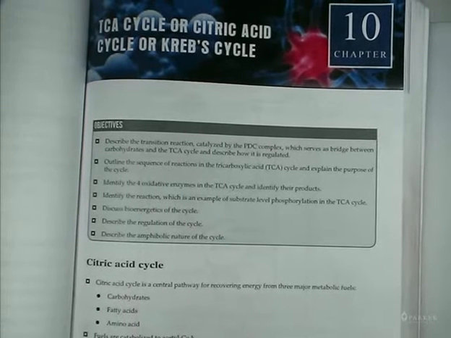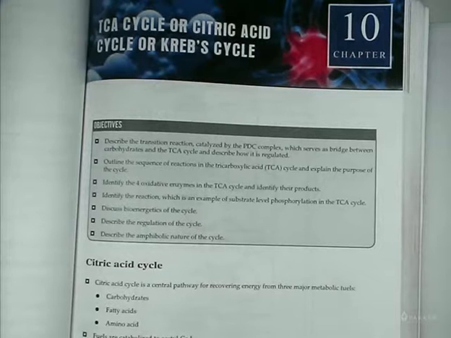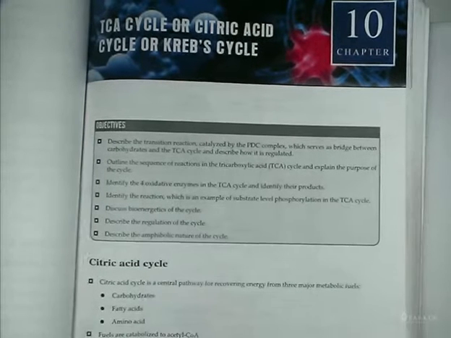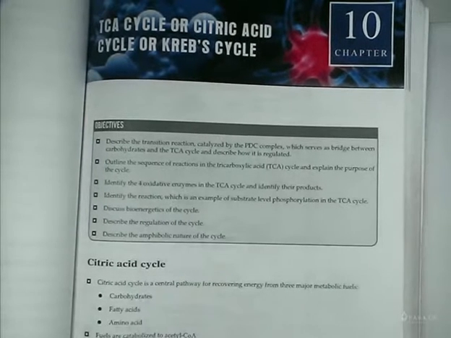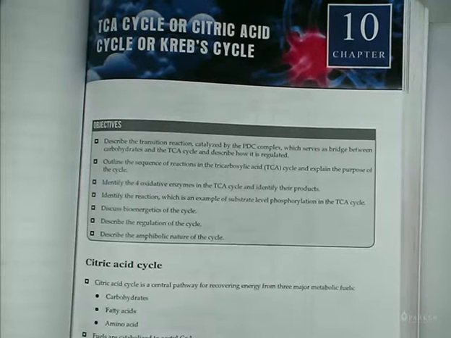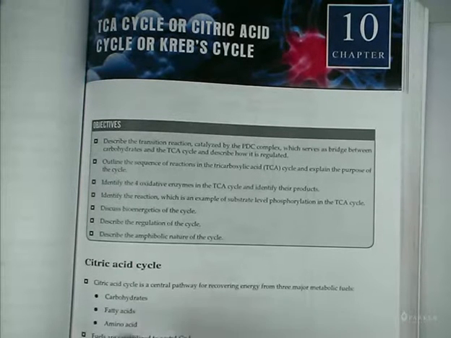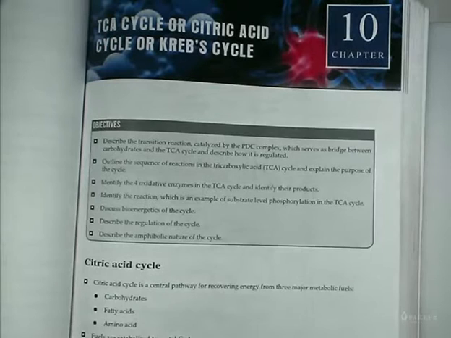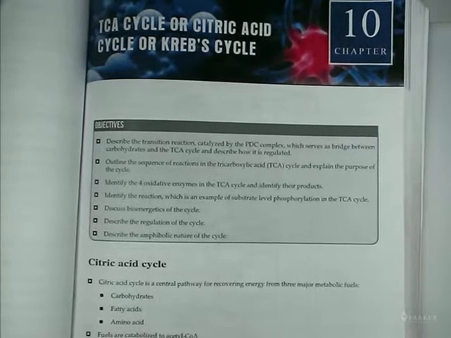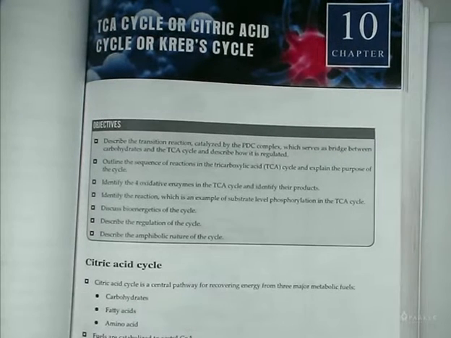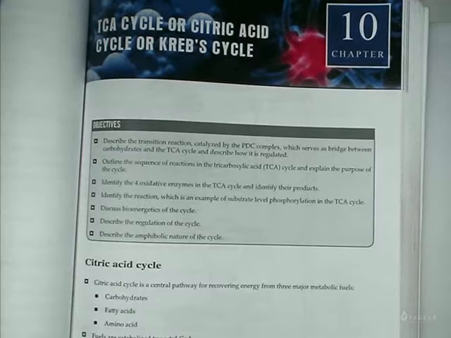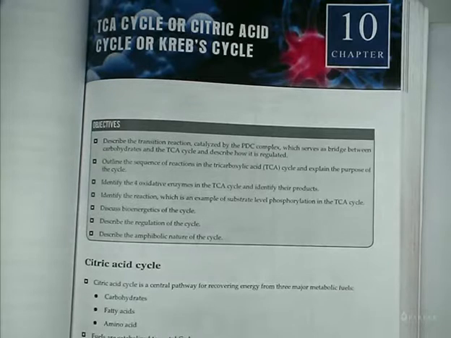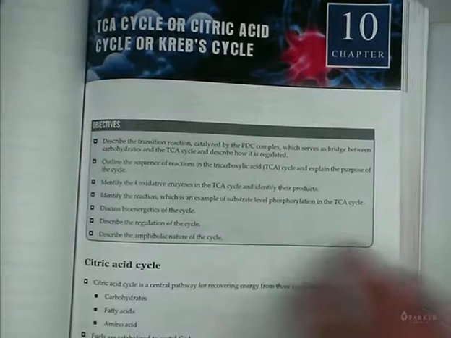The citric acid cycle is the central pathway for recovering energy from the 3 major metabolic fuels, because all 3 can make acetyl-CoA, which then directly goes into the citric acid cycle. Whether we eat carbs, fats, or proteins, we can all go through the TCA cycle to get energy from them. Really what we're trying to do is take the hydrogens off of acetyl-CoA and all the intermediates we're making and take them elsewhere.